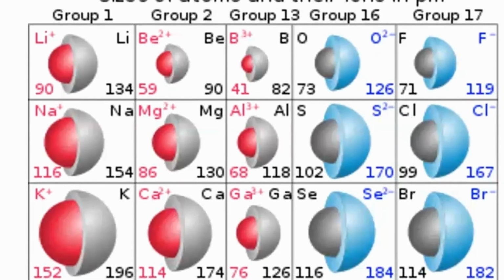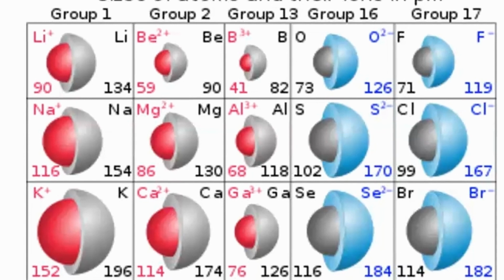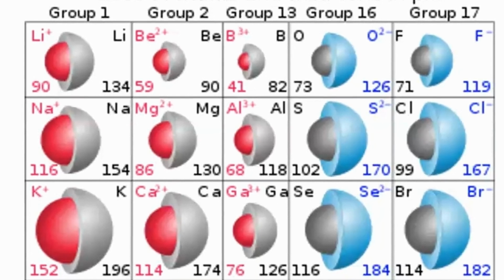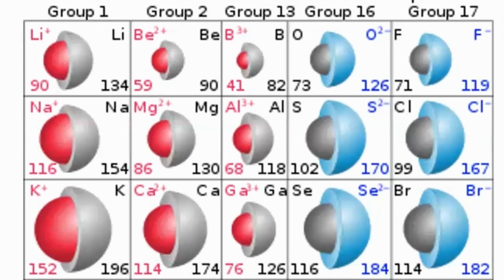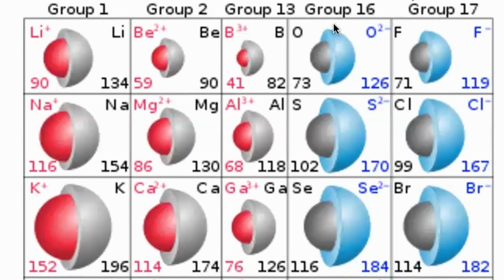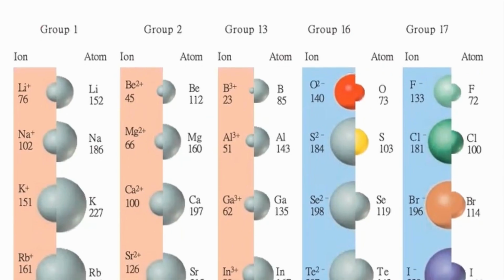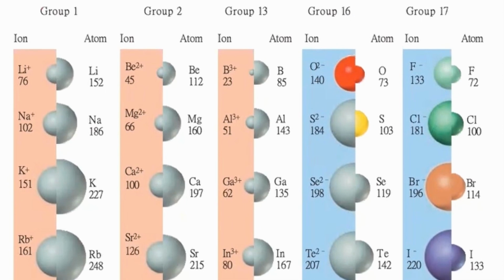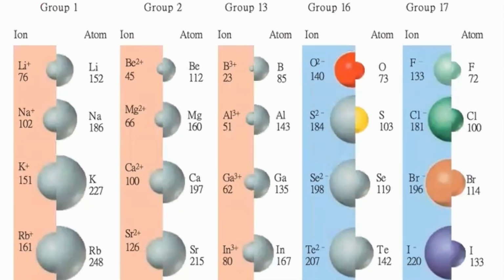Ionic radii can be determined very accurately by measuring the spacing in a crystal lattice, and data are consistent with these expectations. So this includes the size of atoms and their ions in picometers. With an ionic radius of 102 picometers, sodium 1+ is significantly smaller than the sodium atom, which has an atomic radius of 186 picometers. The 133 picometer ionic radius of the fluoride anion is significantly larger than the 72 picometer atomic radius of neutral fluorine.